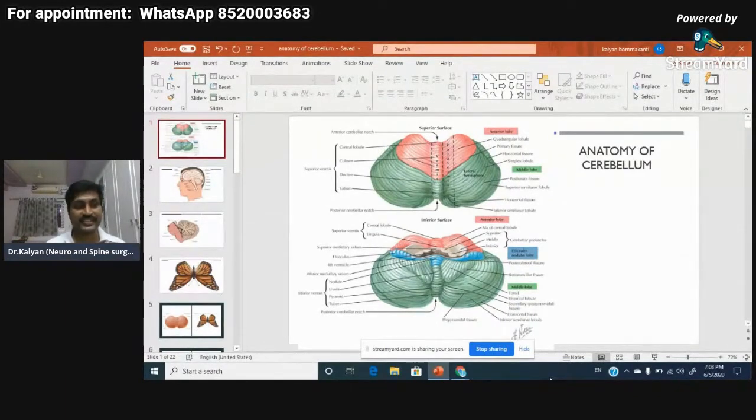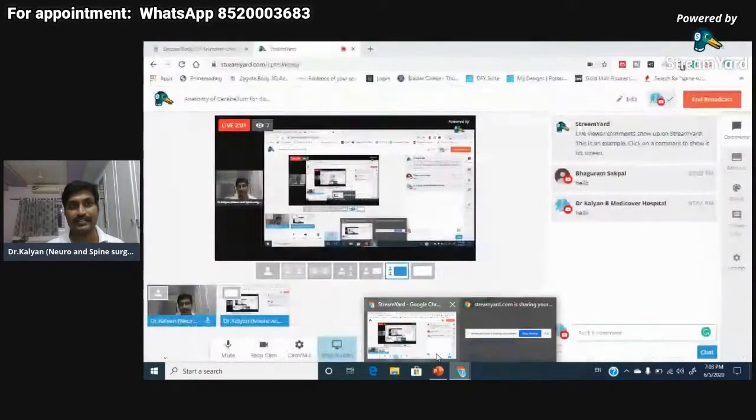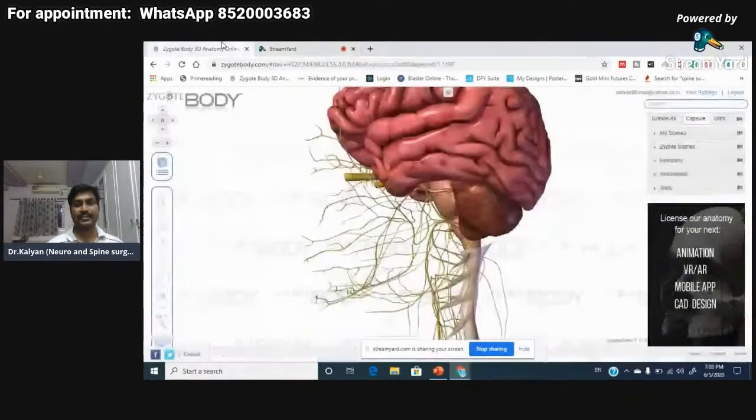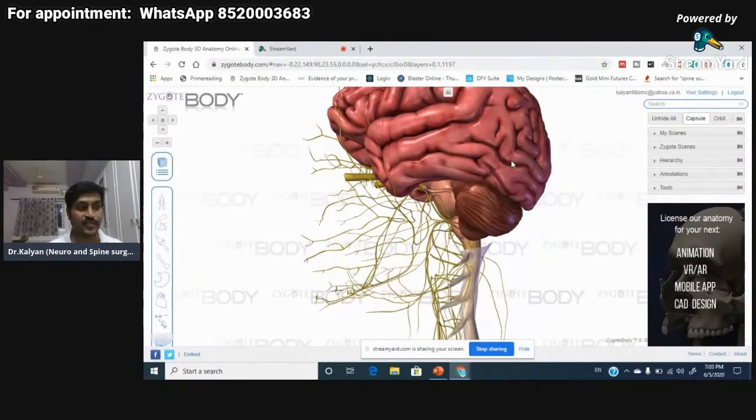Believe me, by the end of the cerebellum, you'll understand what the cerebellum is, what the loops of the cerebellum are, and what the functions of the cerebellum are very easily. Before I enter into my PowerPoint presentation, let me go into something known as Zygote Body, a website which gives 3D models of different human anatomical body parts. So let us see.